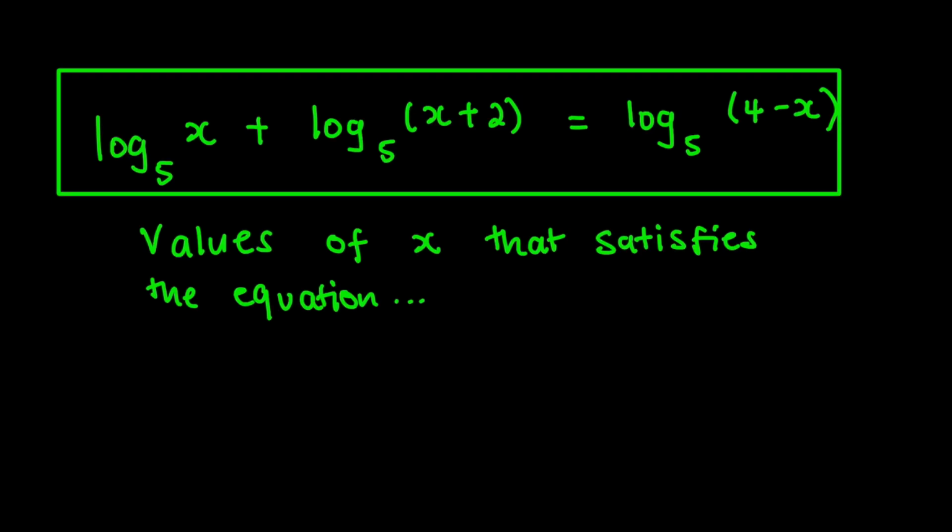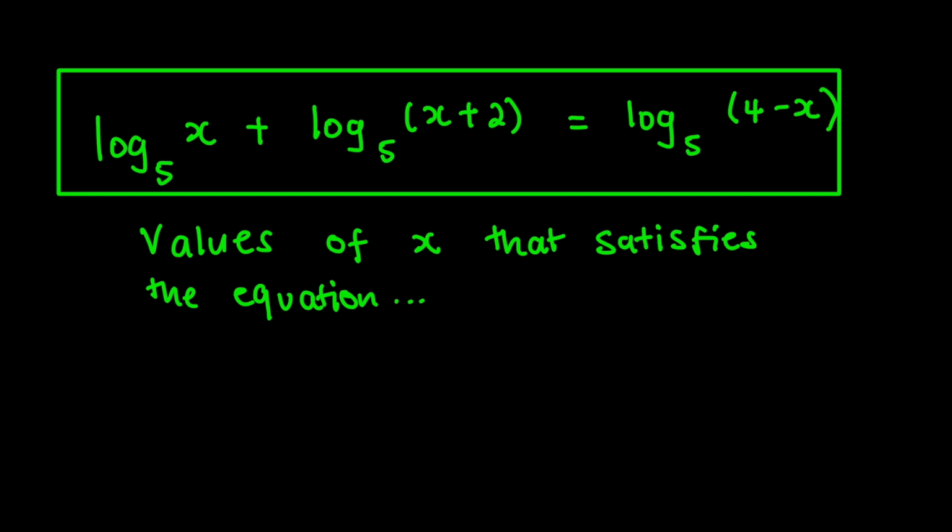We are requested to find the values of x that satisfy this logarithmic equation. So we've got the log of x base 5 plus the log of x plus 2 base 5, which equals the log of 4 minus x base 5.